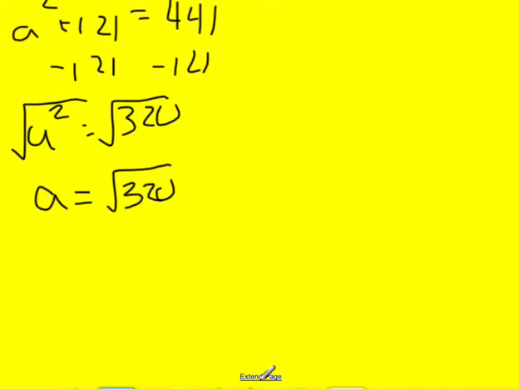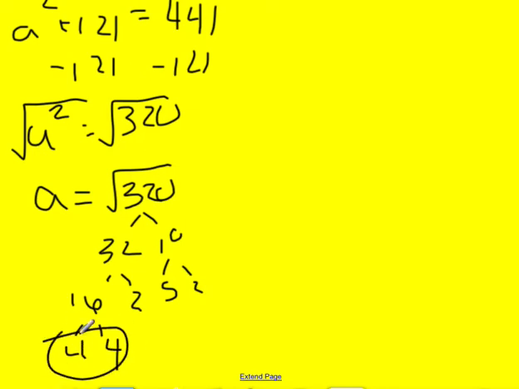So now we need to break this down. I don't want decimals, I want a nice simplified radical. So 320 can be broken down to 32 and 10. 10 can be broken down to 5 and 2. Well, 32 can be broken down to 16 and 2, and 16 can be broken down to 4 and 4. Since I already have a pair of 4s there, I don't need to go down and break each down to 2 and 2 because I already have a pair. And then I have 2 and 2 here.